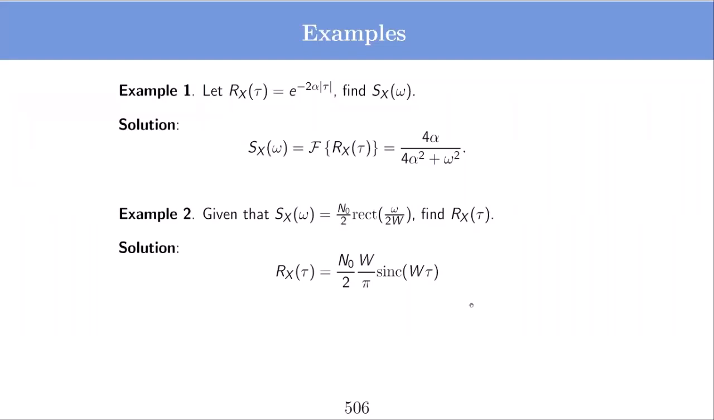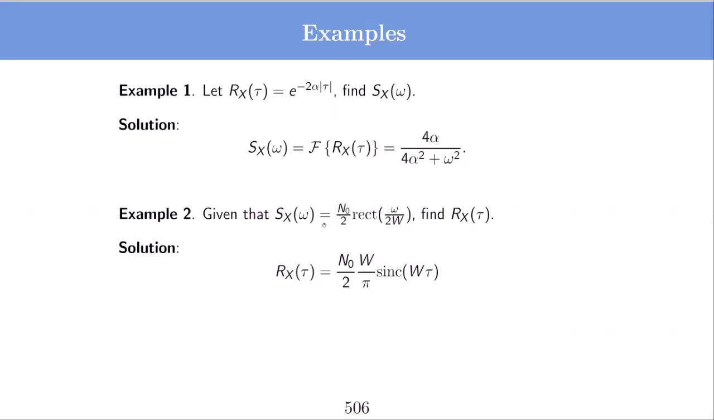So let us see some examples where I have calculated the power spectral density. If Rx(tau) is e^(-2 alpha |tau|), then the spectral density, which is the Fourier transform of this, is 4 alpha upon 4 alpha square plus omega square. This can be directly computed by taking the Fourier transform. So this has a high component or DC offset, and then it goes to 0 as omega goes to infinity.